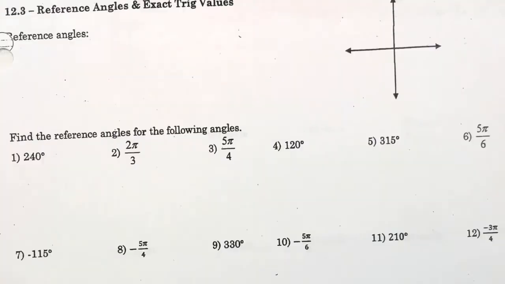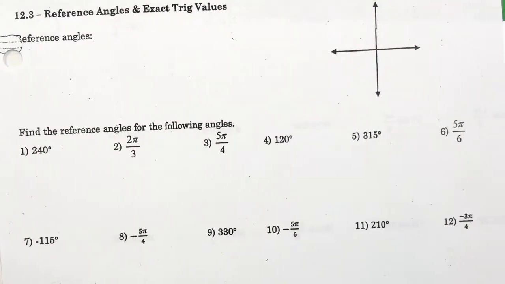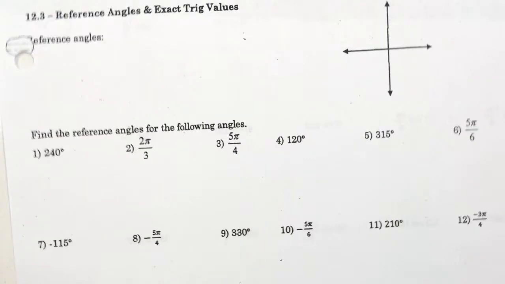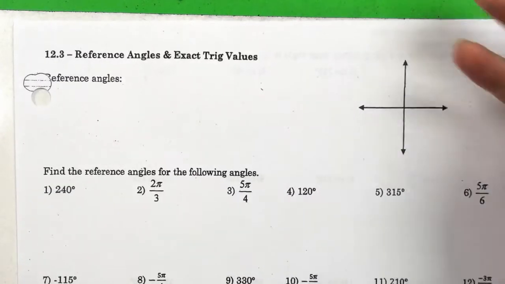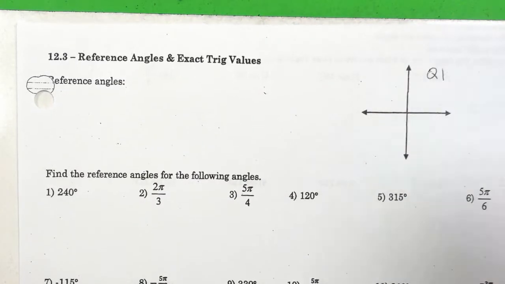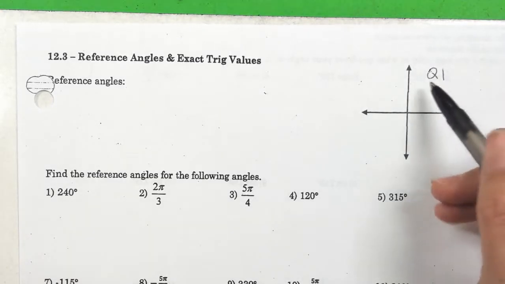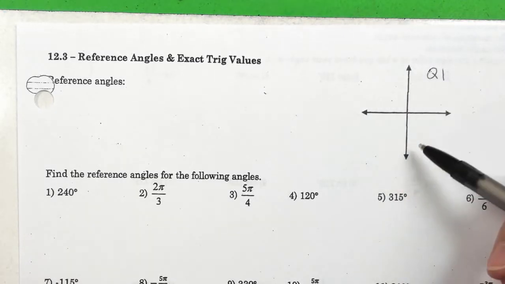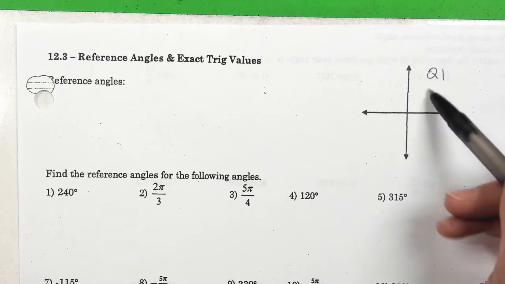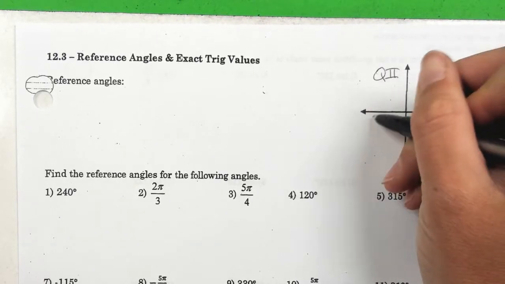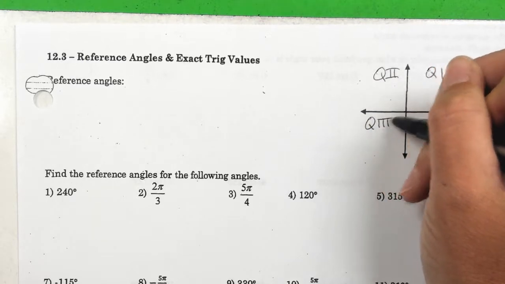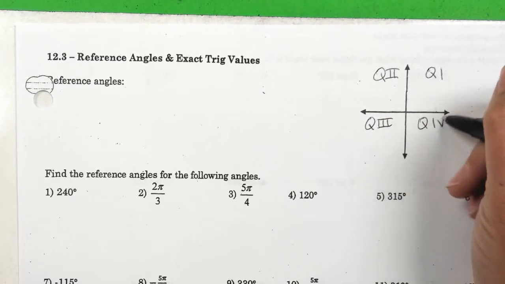Have y'all ever heard of quadrants from geometry? Yes? Do y'all remember where quadrant 1 is? Top right. Good. And quadrants are separated by the x and y axes. And if you think about the circle we talked about, it goes in a counterclockwise position. So quadrant 2 will be where? Good. Quadrant 3. Very good. And quadrant 4.